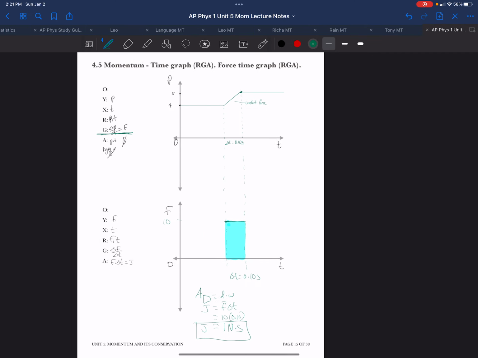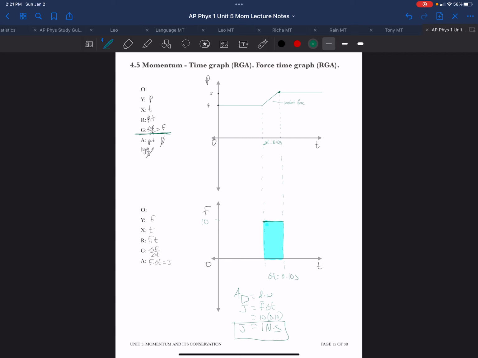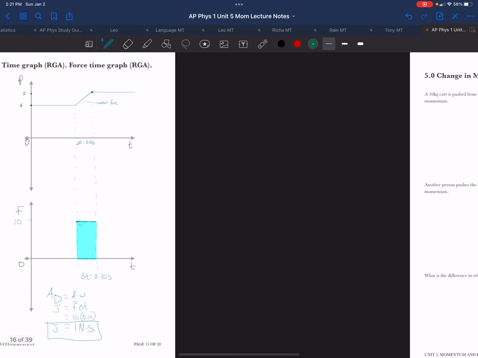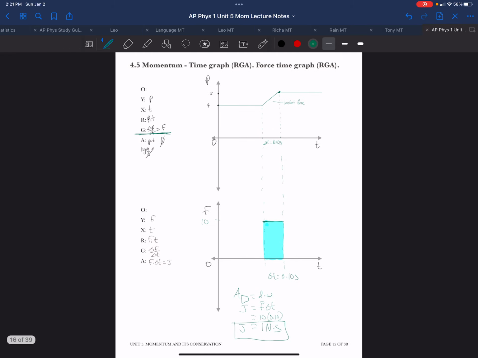So these are two graphs describing exactly the same phenomenon, just with two different quantities. And that's graphing momentum in time and force in time.